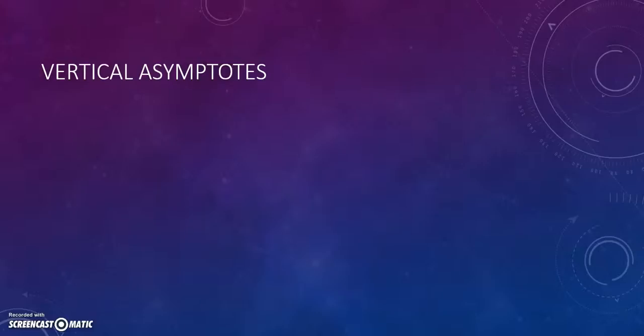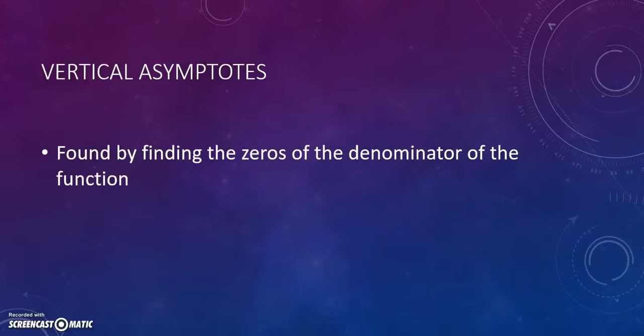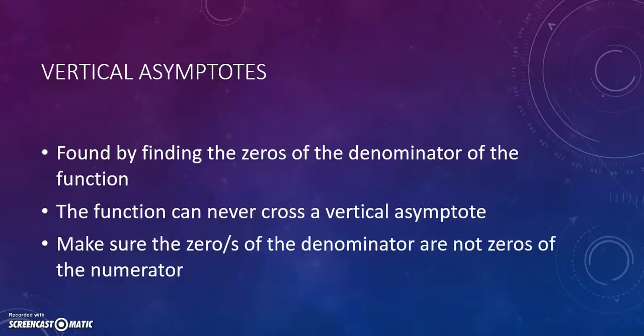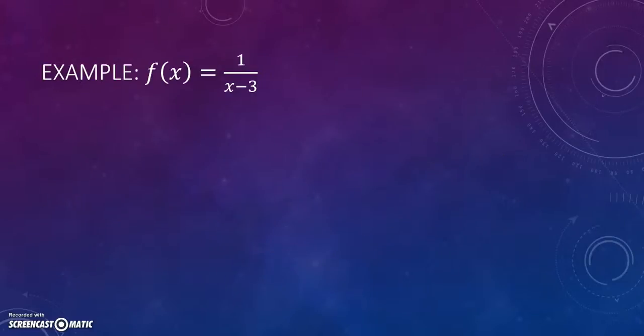Vertical asymptotes. To find the vertical asymptotes, find the zeros of the denominator of the function and set them equal to x. The function can never cross a vertical asymptote. This is because at a vertical asymptote, you are dividing by 0, so the function can never be defined at this asymptote. Make sure the zeros of the denominator are not the zeros of the numerator when you're finding this asymptote. If this is the case, the two factors will cancel out, and you will have found a hole, not an asymptote.